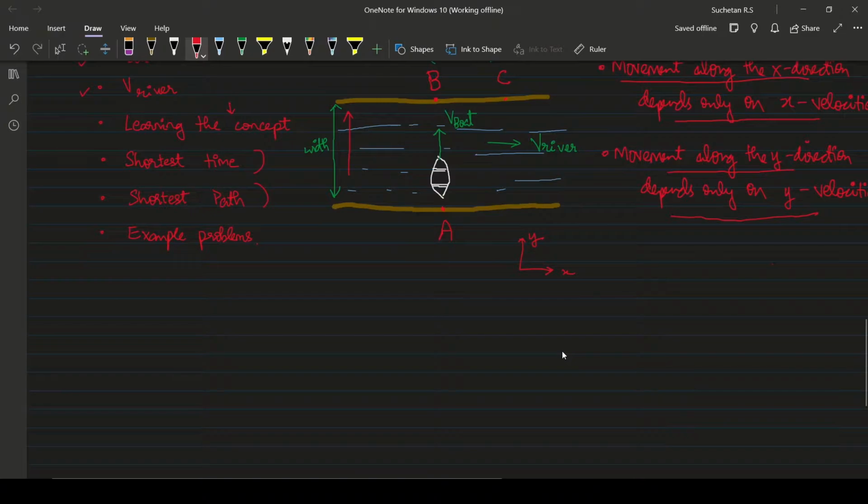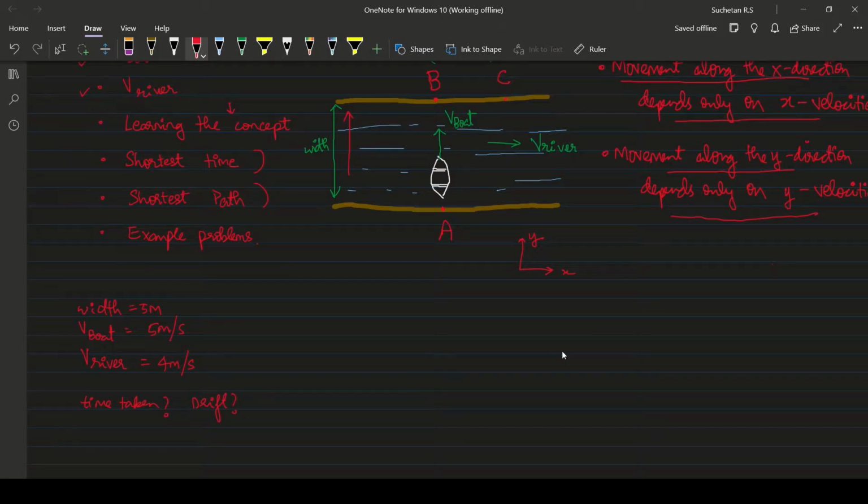Now if they say that the width of the river is 5 meters and velocity of boat is also given as 5 meter per second, and they also give that the velocity of river is 4 meter per second. Now they're asking you what is the time taken and what is the drift.